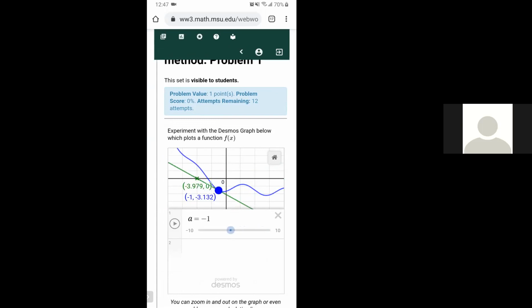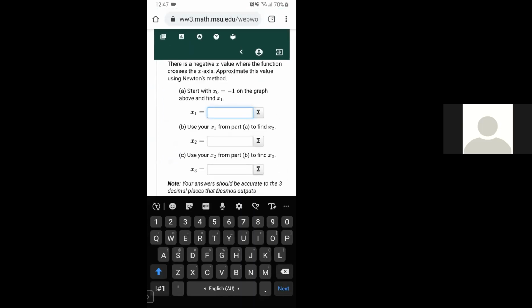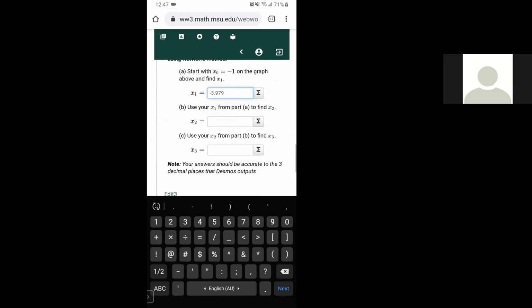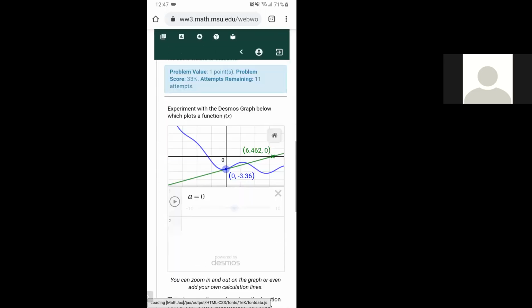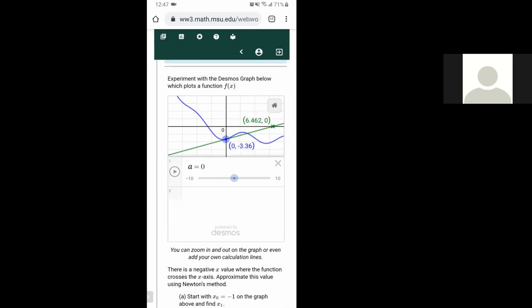Are you allowed to enter as decimal? Yes, I think so. Yeah, this one's correct. Is there a way to type in? Good question. I think you can type in here.